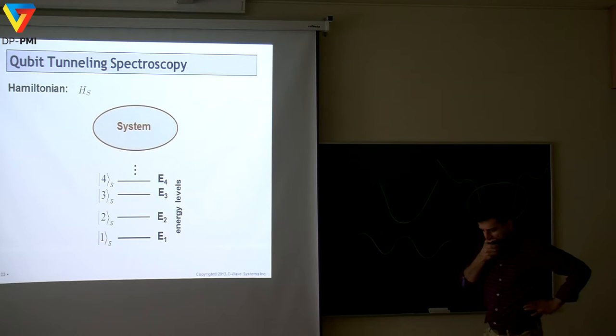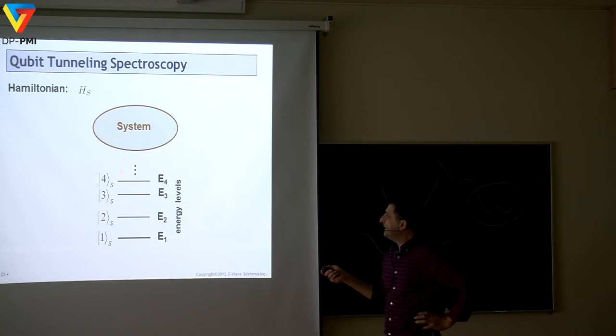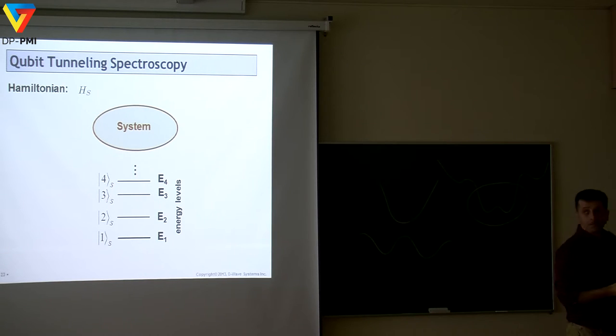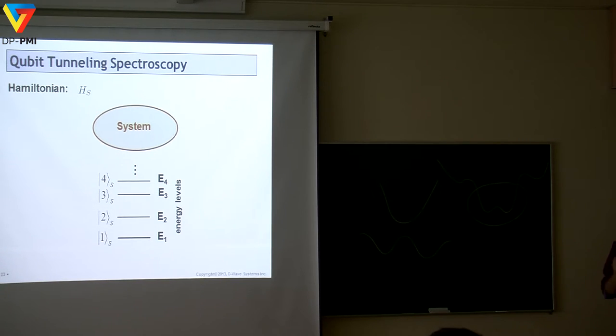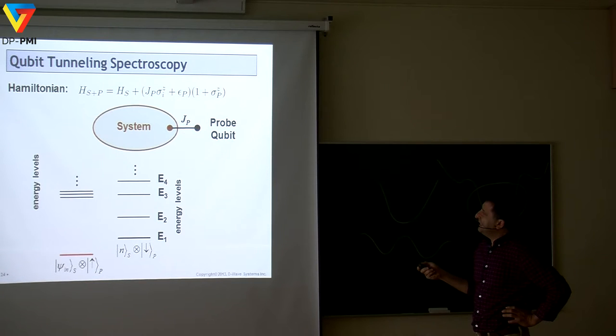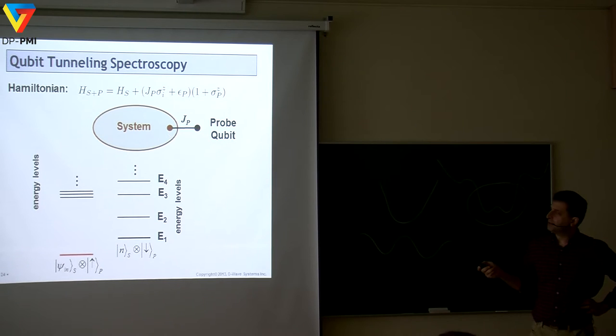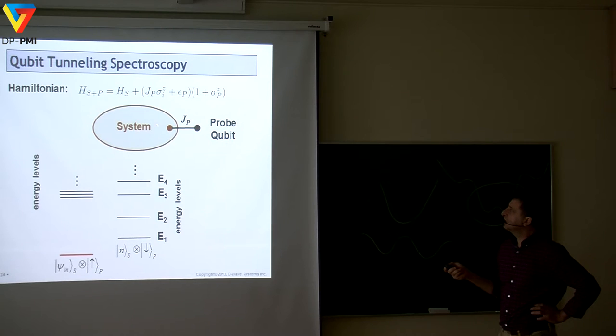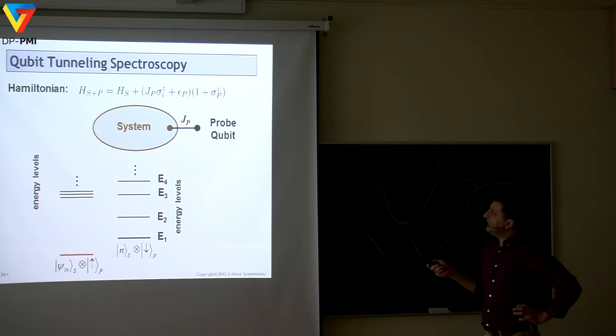The way it works is the following. Imagine you have a system with some eigenstates, and you want to observe these eigenstates. Imagine I add one qubit, which I call the prop qubit, to one of the qubits of the system. It doesn't matter which one at this point. And I couple these two qubits in a very specific way.